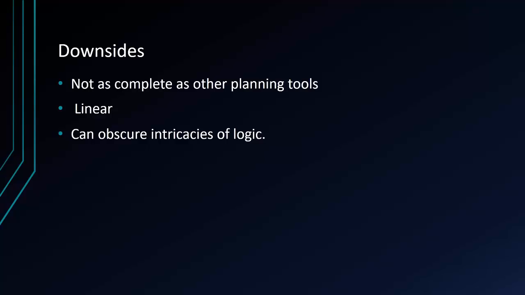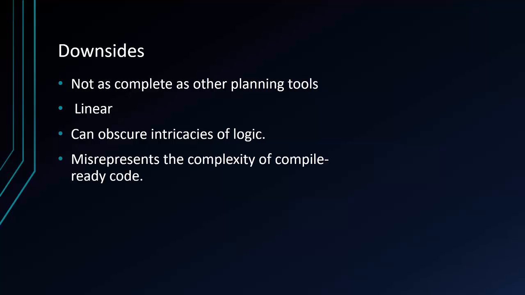Pseudocode has also been known to provide an inaccurate picture of the coding process to those outside of the field. This can lead to peers not understanding why some code can take as long as it does to create. Pseudocode can appear deceptively simple and can even fool an experienced programmer into thinking a task will be easier than it is to write into compile-ready code.